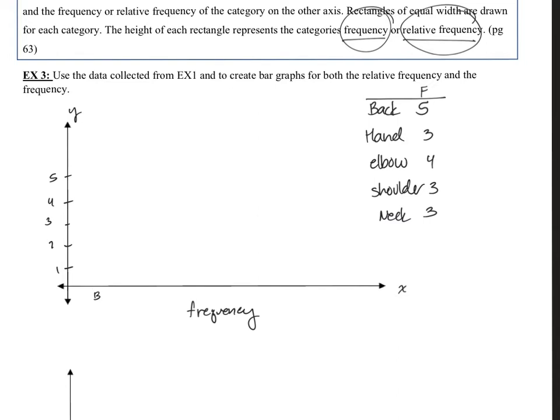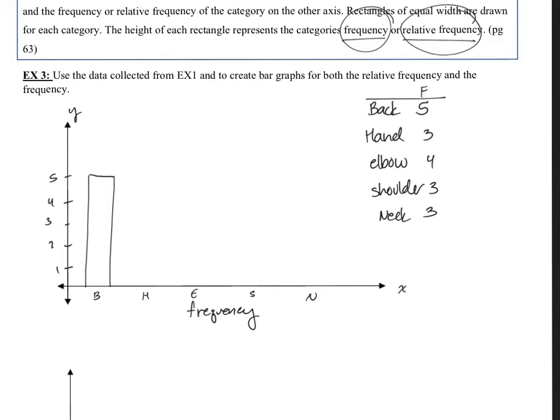So B for back, H for hand, E for elbow, S for shoulder, and N for neck. Actually, you know what? I'll make these a little farther apart. H, E, S, N. And let's go ahead and create the bars. So back should go up to 5. Here we go, my bar, all the way up to 5.